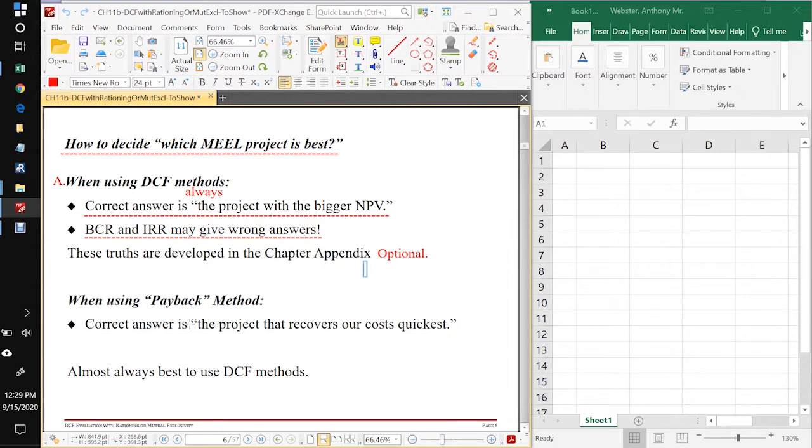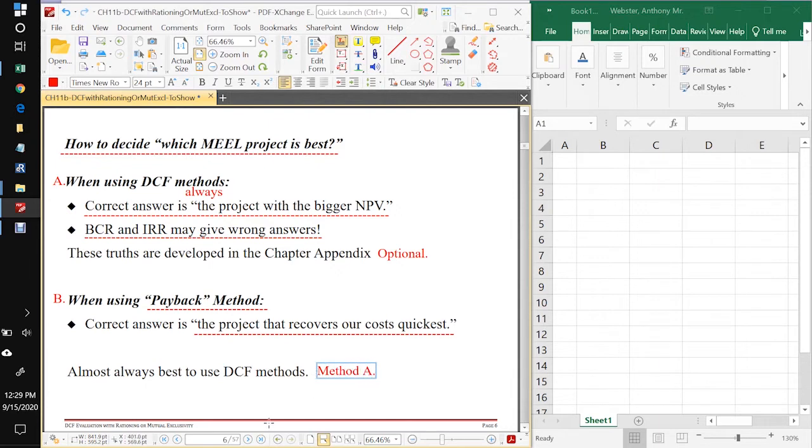Okay, so second of all, if we are for some reason analyzing projects using what's called the payback method, the correct answer is going to be the project that recovers our costs quickest, okay? And as we'll see when we go along, it's almost always best to use the DCF method analysis, right?